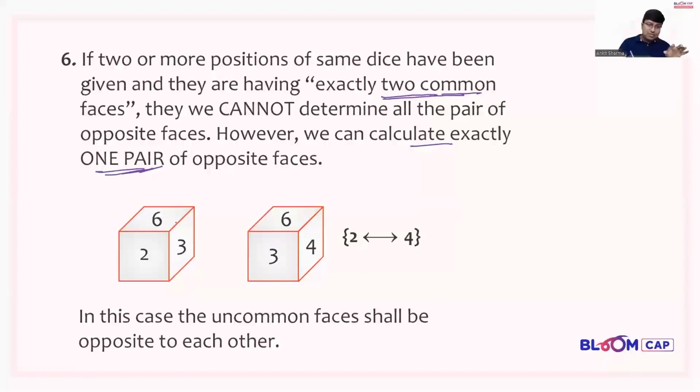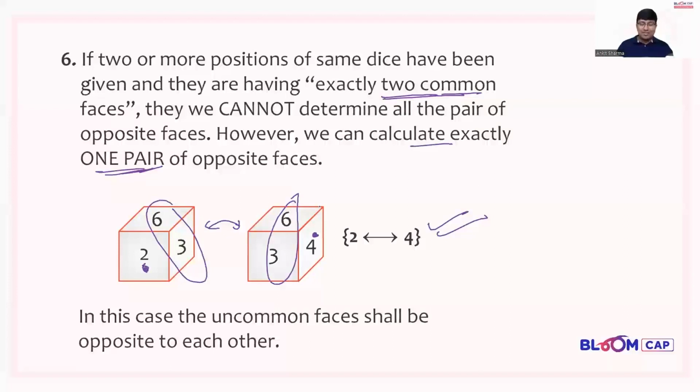How? See, two images of the same cube are given, and now this time they have two faces common. So the property which we just read before this cannot be applicable over here. What is common over here? 6 and 3 are common. So the moment we see two faces are common, we cannot determine all the pairs of opposite faces. However, one pair of opposite faces can be concluded, and that is the uncommon faces. The uncommon faces, 2 and 4, shall be opposite to each other. All right? I hope all of you are getting this.